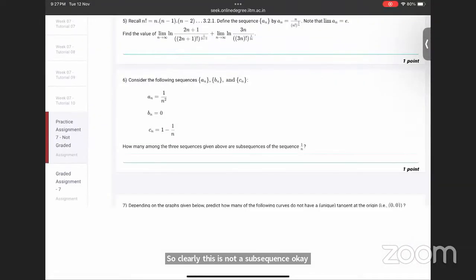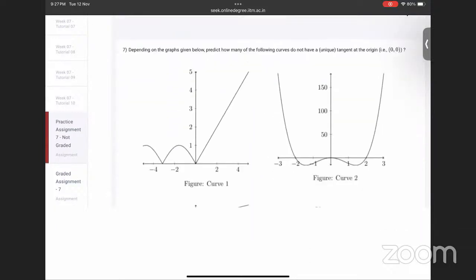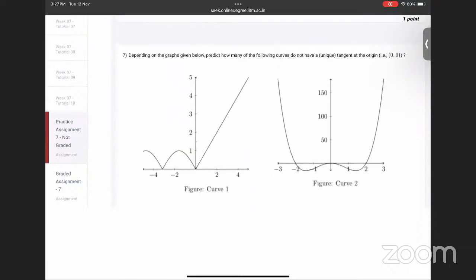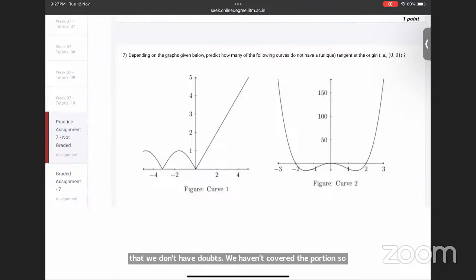Okay. Next. Any other doubt? Okay, so you don't have any more doubt, right? It's not that we don't have doubts. We haven't covered the portion, so we aren't really able to ask you. Okay, I can understand.